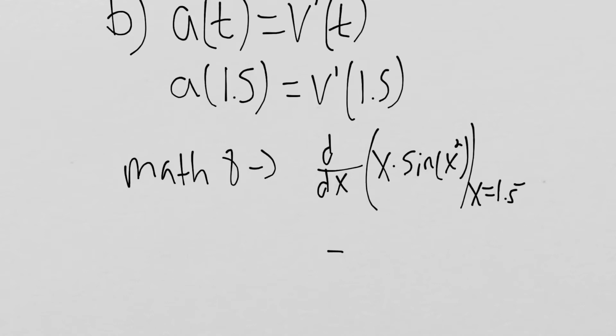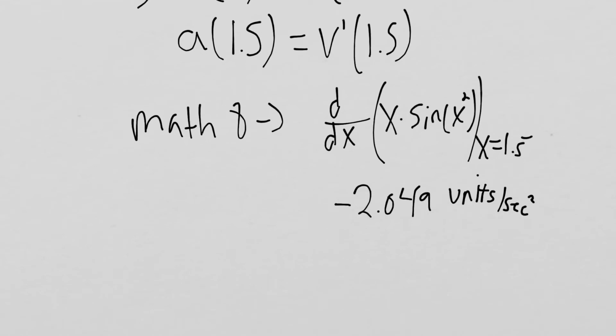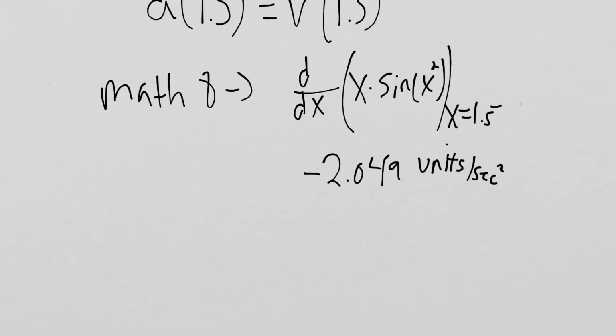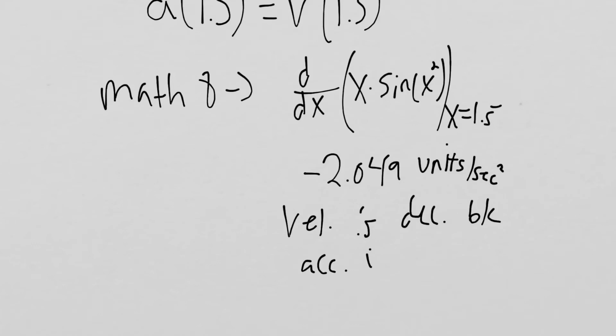Ends up being negative 2.049. And what are our units? It doesn't give us units, so we're just going to say units per second squared. Okay, but what the question is asking is the velocity increasing at t equals 1.5, why or why not? And we're going to say velocity is decreasing because acceleration is negative.